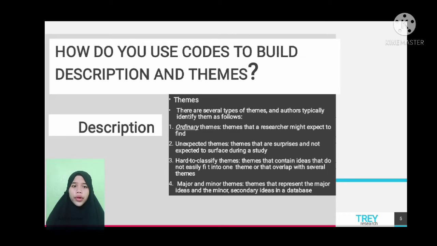Well, how do you use codes to build descriptions and themes? Description. Description is a detailed rendering of people, places, or events in a setting in qualitative research. It is easy to start the analysis after the initial reading and coding of the data.